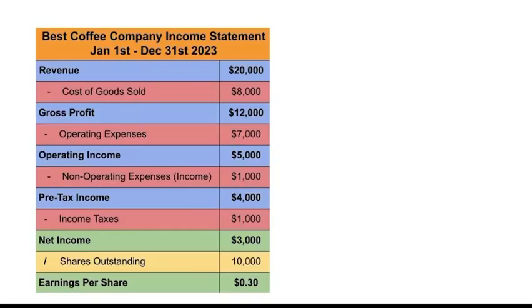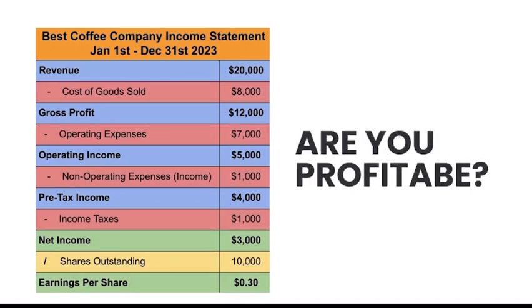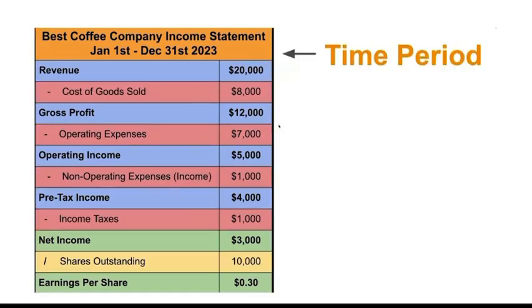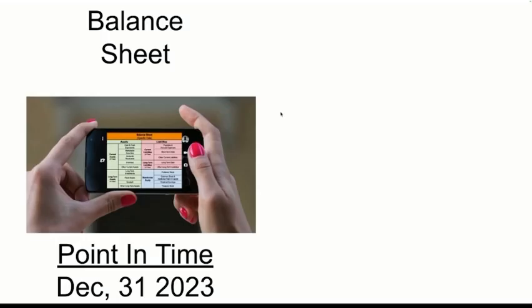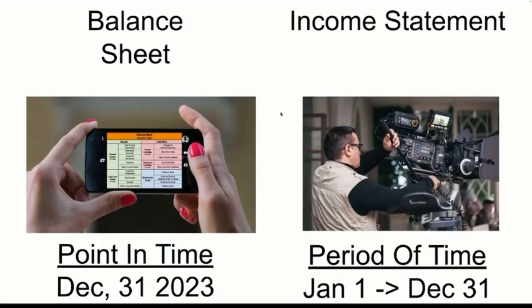Now let's move on to the second financial statement, the income statement. The income statement shows a company's revenue, expenses, and profit. It answers the question, are you profitable, and is similar to your own personal monthly budget. The income statement is measured over a period of time that has a start date and end date. So while the balance sheet was more like a camera, think of the income statement more like filming a movie. There's a start time and there's an end time to it.